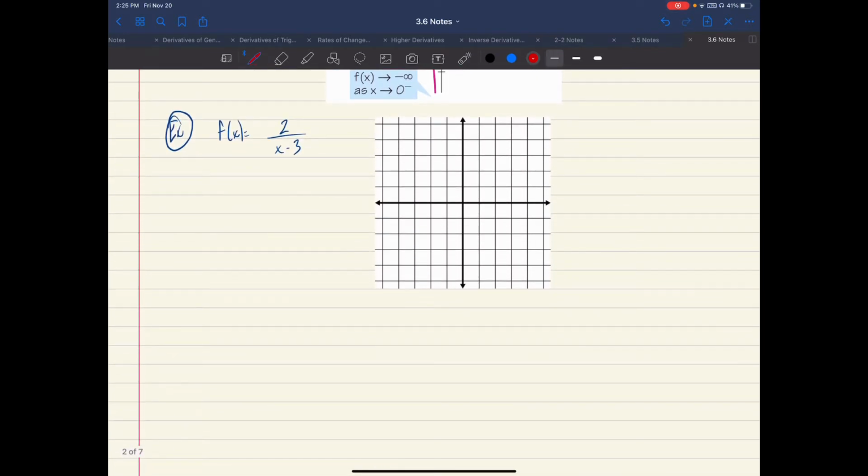f of x equals 2 over x minus 3. So with this one, since it's so similar to 1 over x, we're just going to use 1 over x as our example. So f of x, if I factor out the 2, I'm left with 1 over x minus 3. So in that denominator, we can't plug in a 3 because it'd be 0. So that tells us that our vertical asymptote is at 3.